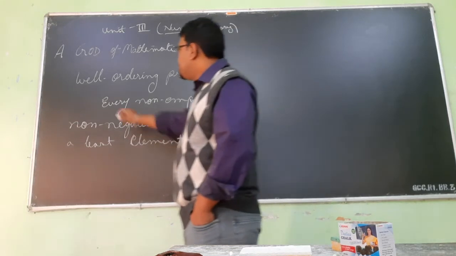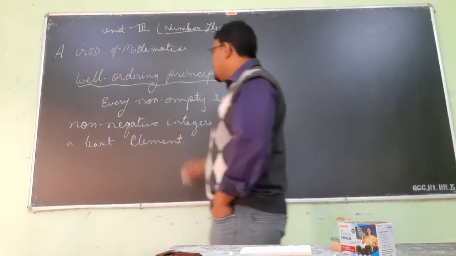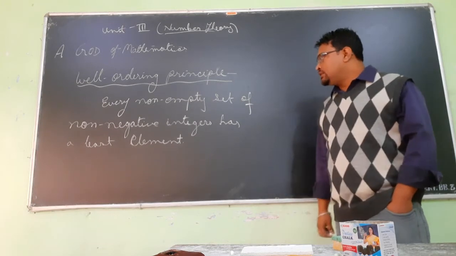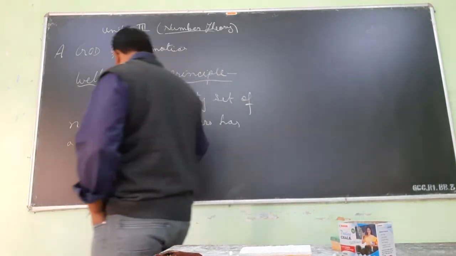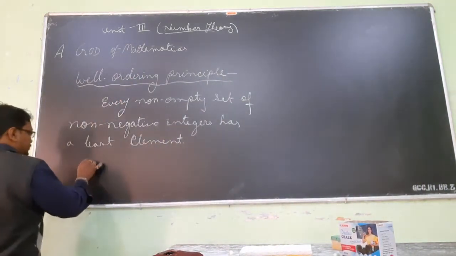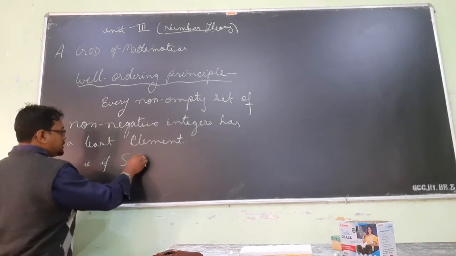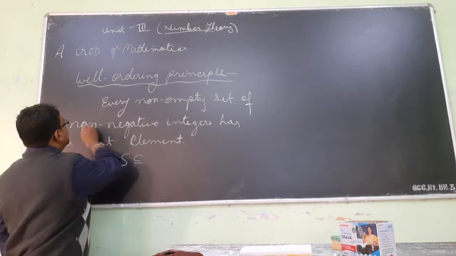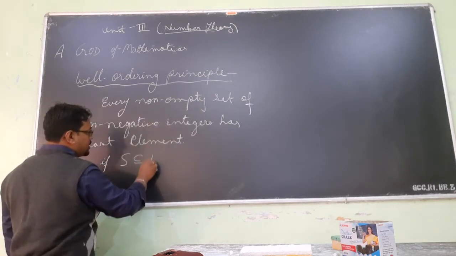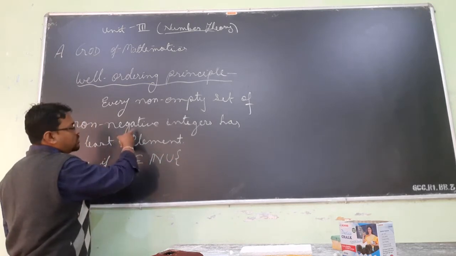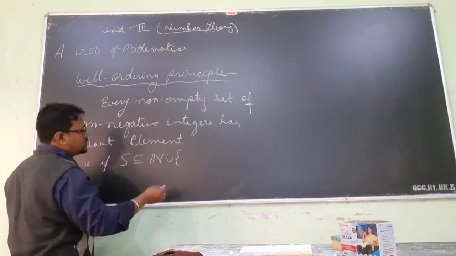Well, already, every non-empty set of non-negative integers has a least element. That is, if S is a subset of the non-negative integers. We can just include non-negative, meaning 0 is also included, 0 together with the positive integers.